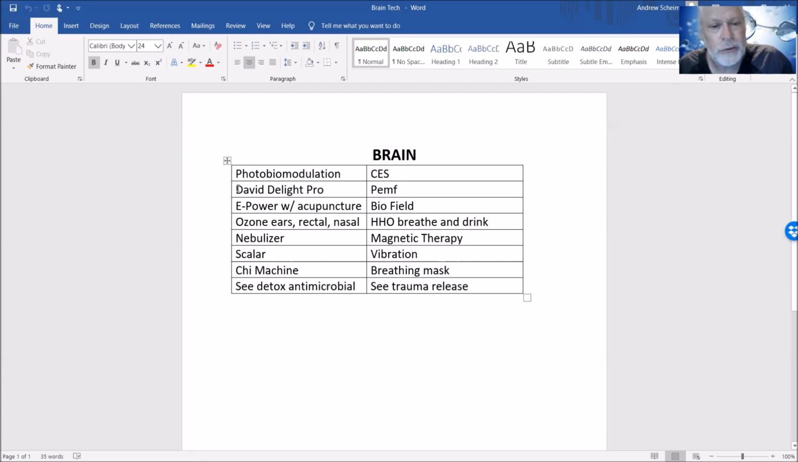David Delight Pro is a new device I'm evaluating. I'll be doing some videos in the near future. This includes the cranial electrotherapy stimulation, sound therapy, isochronic brainwave sound, and light, all three. So it's cranial electrotherapy stimulation, sound therapy, and light therapy rolled into one. I have a lot of different programs, and so far I've been only doing it a short time, but I do like it.